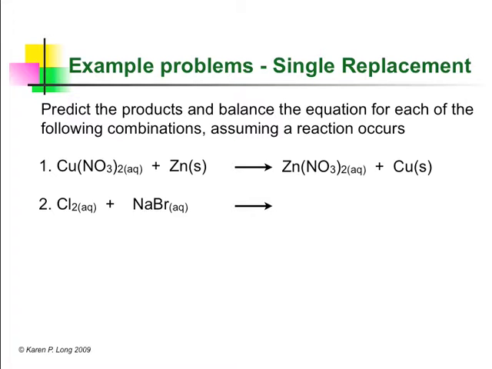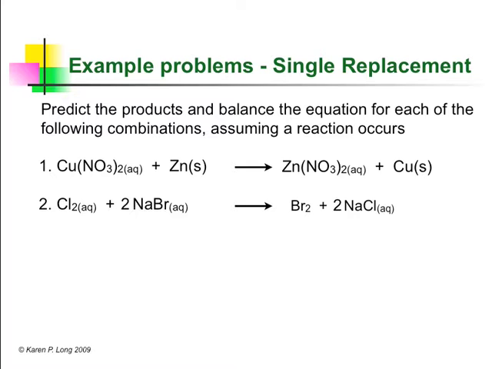Chlorine and sodium bromide. Chlorine element would form chloride minus ions instead of plus ions, so it will replace the element in the compound, that is, the minus ion. So chlorine becomes chloride, and the bromide becomes bromine, its elemental form. This needs to be balanced to keep the equation complete and fully balanced.